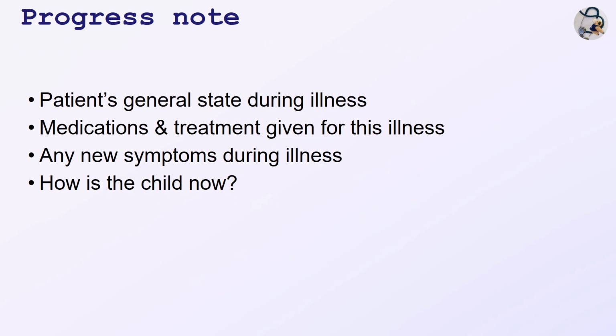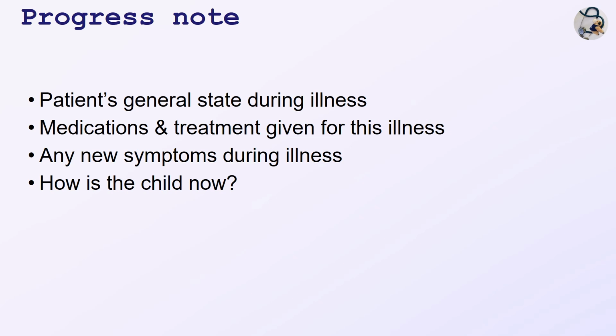And lastly, you'll talk about the progress note. So here you're going to mention the patient's general state during the illness, soon after illness, what these parents have done, taken this child to some medical shop, taken some medicine or not, and then medications and treatment given for this illness. So from the shop they get some medicine and then they do not improve, then they come to the hospital. And after admission, whether new symptoms have developed during the illness. So those you can explain in the progress note.